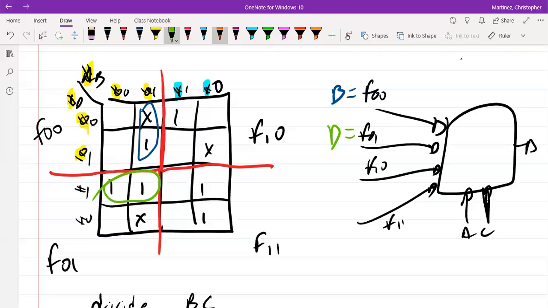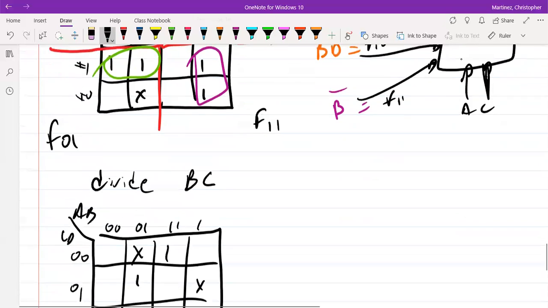Let's do 1, 0, single term. The X, I can use the don't care. So that is B, because B is a 1, and then D is a 0, so that's D bar. And then last, I have a pair here. I use both rows, so the D is out, so I'm left with just B bar. And I can do this process for any combination of letters that I wanted to do.